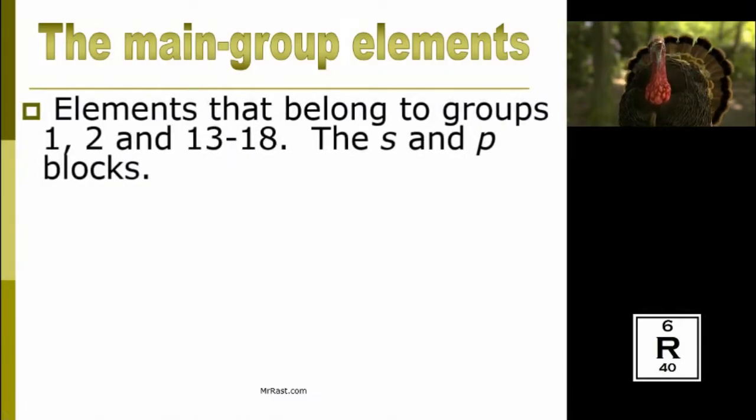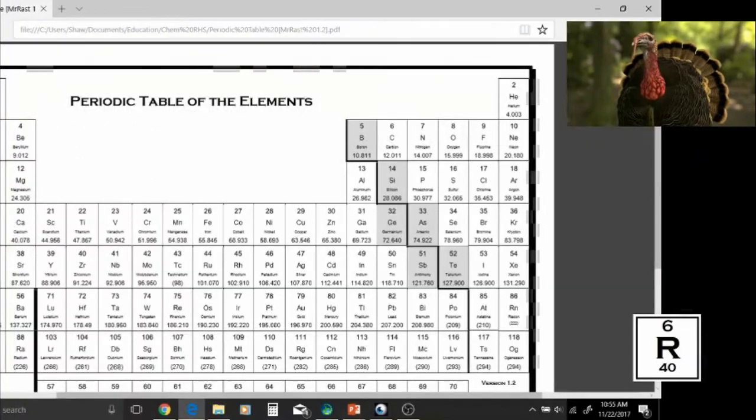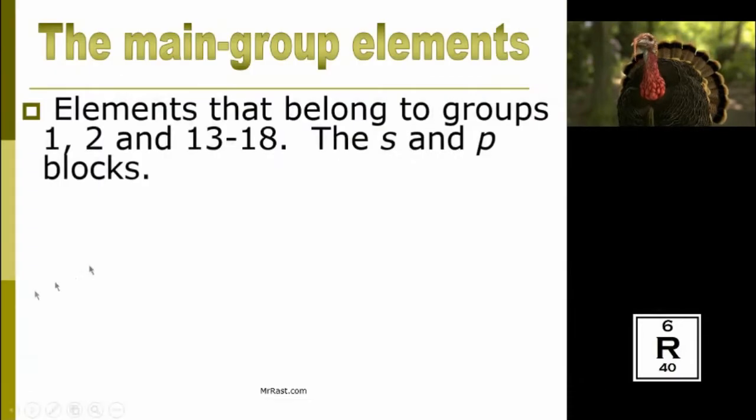Okay, in the periodic table, elements that belong to groups 1, 2, 13 through 18, which is the S and P blocks, these are called main group elements. Main group elements. So 1, 2, 13 to 18. Let's take a look at that real quick. 1 and 2, that's the S block. If you're not familiar with what I'm talking about, the S block, please go back into the last topic, topic 4, and review that. So the S block right here, that's group 1 and group 2, and then group 13 through 18, correct? Group 13 through 18, which is the P block. These are main group elements.